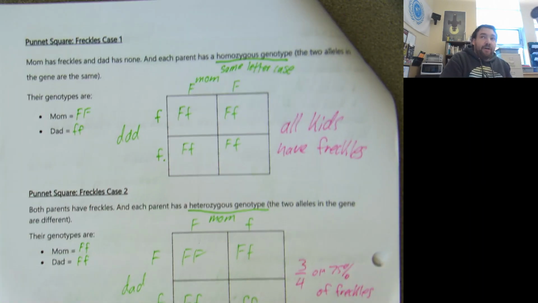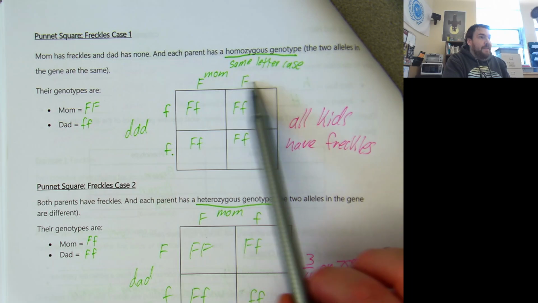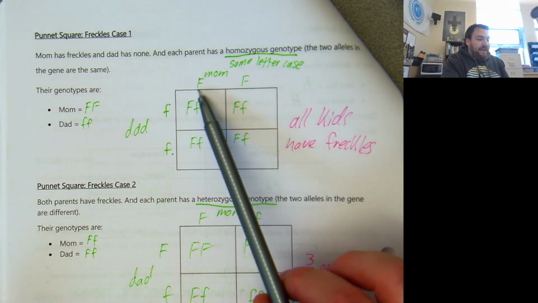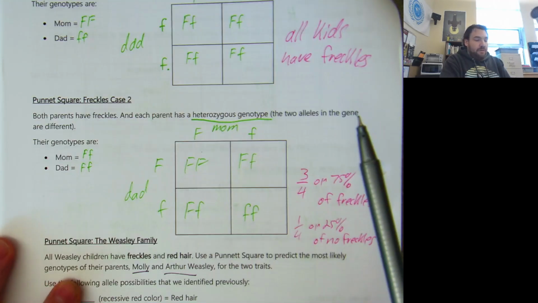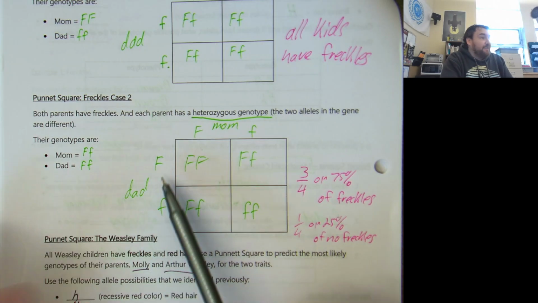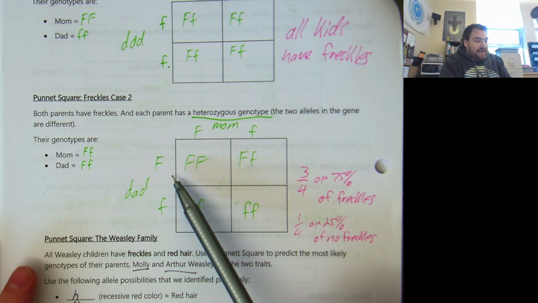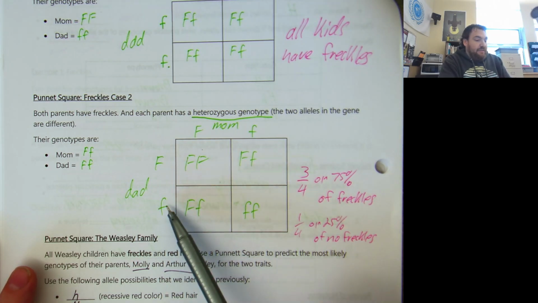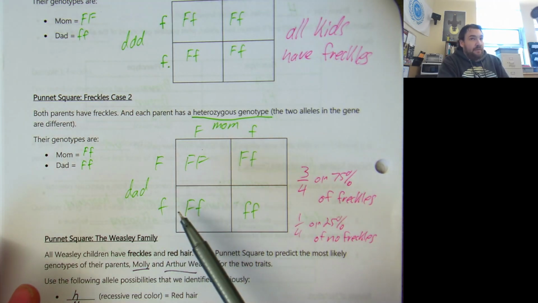And yet that would still produce a scenario where every kid does. Arthur could be lowercase f. Don't flip back, I will. We did that scenario over here. Arthur could be lowercase f if Molly is homozygous dominant. You're still going to get a scenario where all kids have freckles. If Arthur has freckles, then he could be heterozygous. Actually, no. If he has freckles, he would have to be fully dominant.